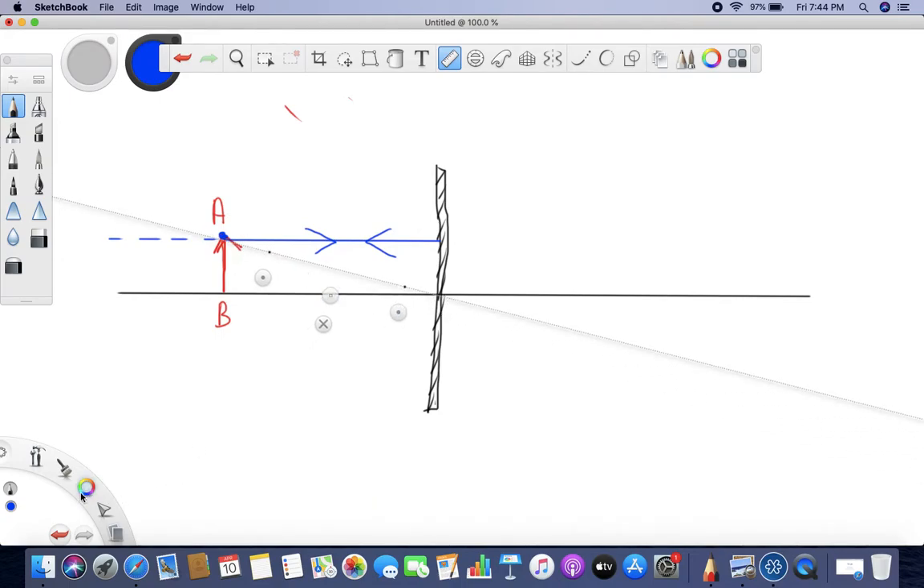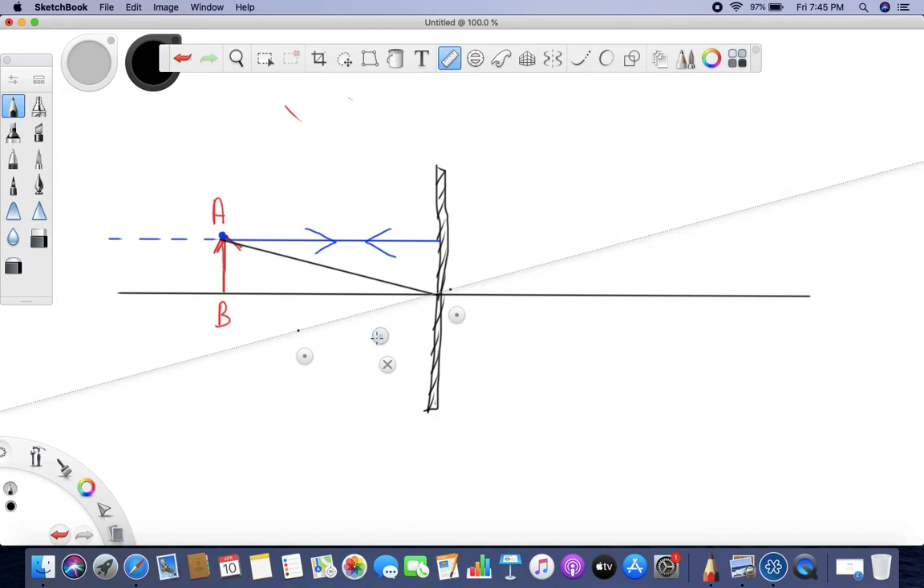Okay, so let me draw. Here I am drawing a ray from here, it is meeting at this place. So as you know, at this point it gets reflected. So it goes like this. So this is the reflected ray.